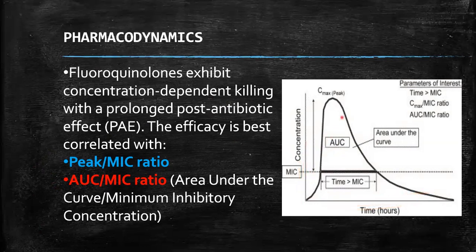So there are two most important things which you have to remember about the fluoroquinolones. Here is the maximum concentration over MIC ratio. So this is good for the fluoroquinolones. If the ratio of the high peak concentration over MIC is high, then the killing of the bacteria will be good. If the ratio of the AUC over MIC is high, then you will also see an increase in the killing of the bacteria.